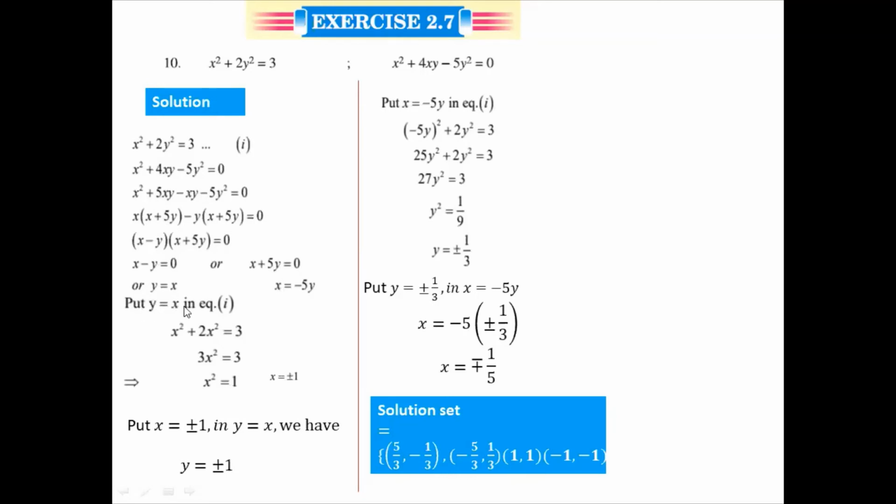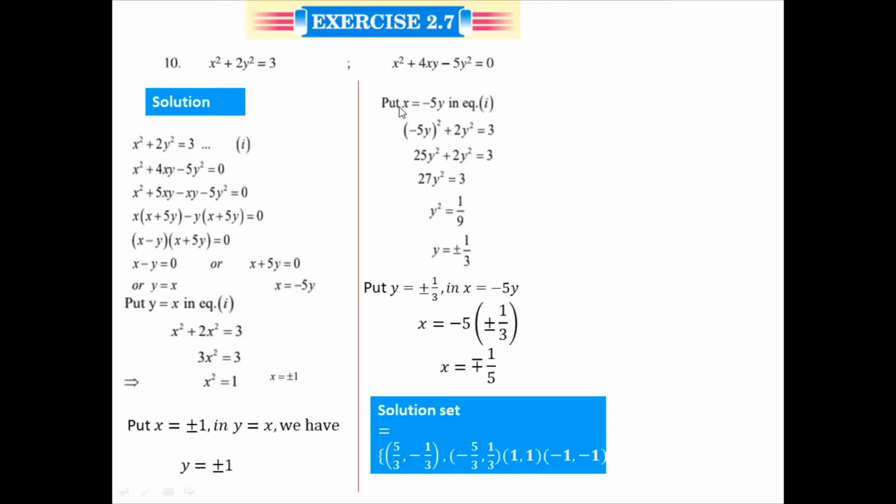When we put y is equal to x in equation 1, we have x square plus 2x square is equal to 3. So this can be written as 3x square is equal to 3. Dividing both sides by 3, we have x square is equal to 1, or we can write that x is equal to plus minus 1 when we take the square root on both sides. So put x is equal to plus minus 1 in y is equal to x. So we have y is equal to plus minus 1.